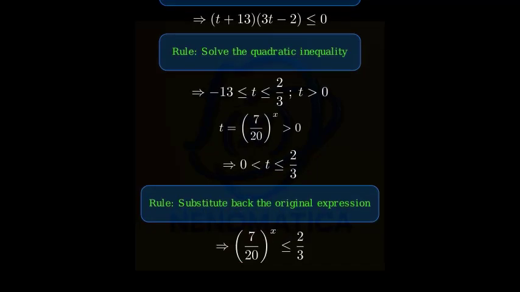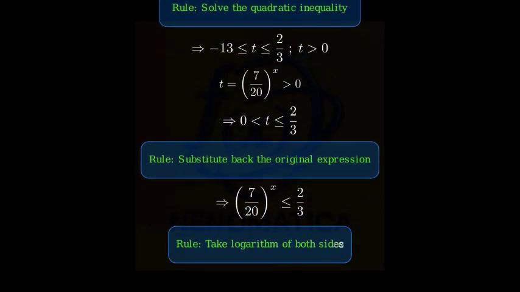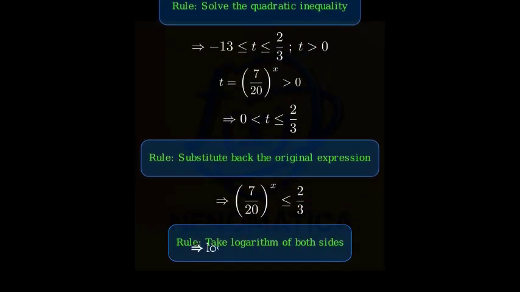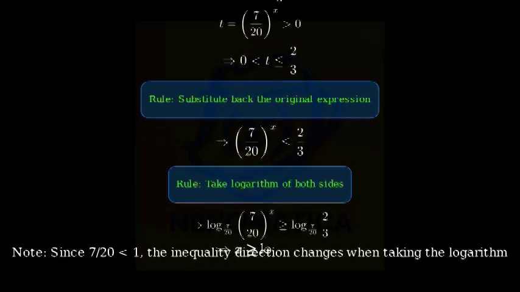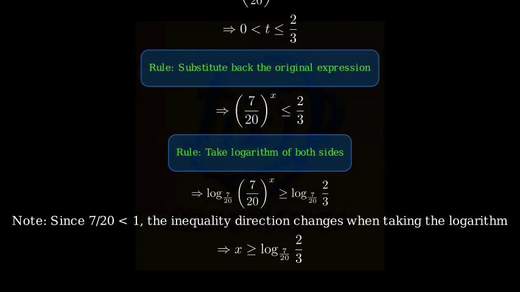This gives us 7 over 20 to the power of x is less than or equal to 2 over 3. To solve for x, we need to take the logarithm of both sides. Since 7 over 20 is less than 1, and we're dealing with an inequality, we need to be careful with the direction of the inequality when taking the logarithm. Taking log base 7 over 20 on both sides, we get x is greater than or equal to log base 7 over 20 of 2 over 3.